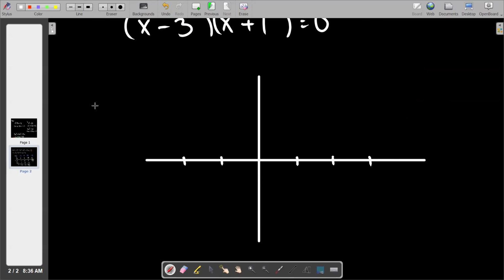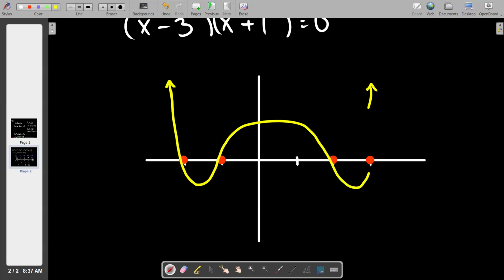Could you tell me what those zeros were again? Do you remember? -1, 3, 2, and -2. Yeah. And with the end behavior being up, it's pretty unmistakable how this graph's going to behave at this point. It's going to go down here, up through here, back down through here, and up through here like that. So that's a super bad graph, but you get the idea.